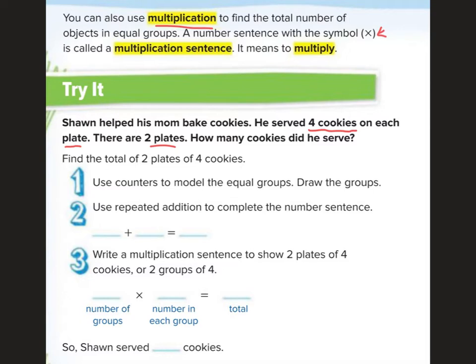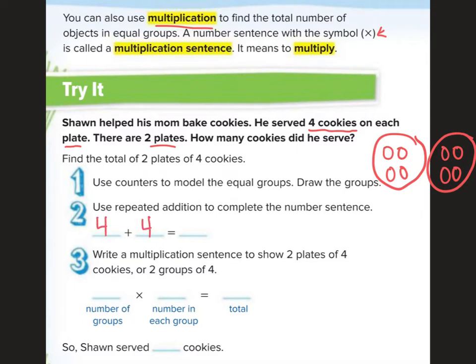So we need to find the total of 2 plates of 4 cookies. We can draw the group. I have 2 plates, and each plate has 4 cookies. So I could just do 4 plus 4, and that's 8. Or I could write a multiplication sentence to show 2 plates of 4 cookies, or 2 groups of, that means our multiplication sign, 4. So 2 groups of 4 is 8. So Sean served 8 cookies.